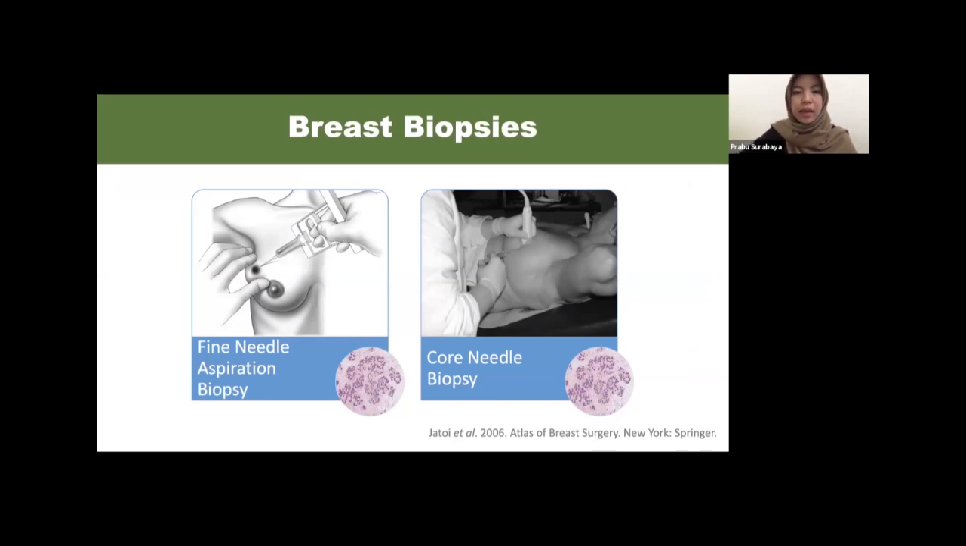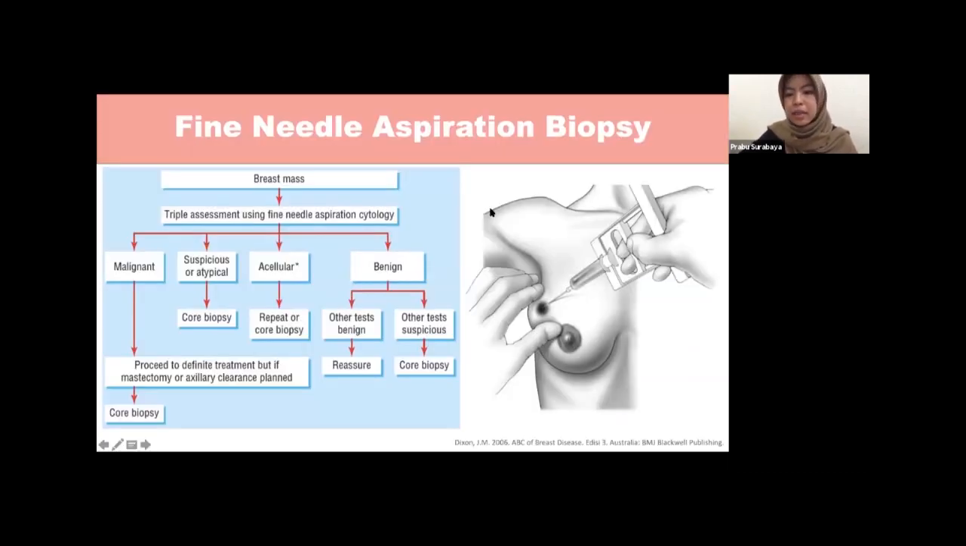Biopsies can use two methods, the core needle biopsy and fine needle aspiration, or FNAB. The fine needle aspiration may be used to confirm the diagnosis of a cystic lesion or fibroadenoma identified by diagnostic imaging in centers with cytopathological expertise. Fluid aspirated from a cyst for diagnostic purposes should be sent for pathological examination. This is an algorithm for FNAB.